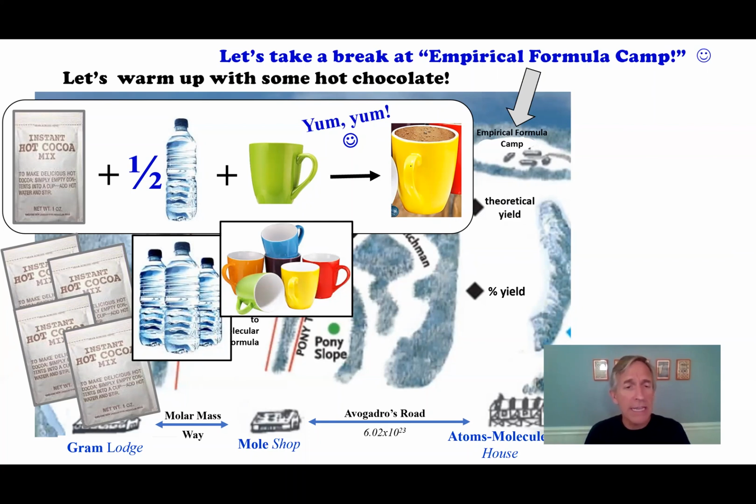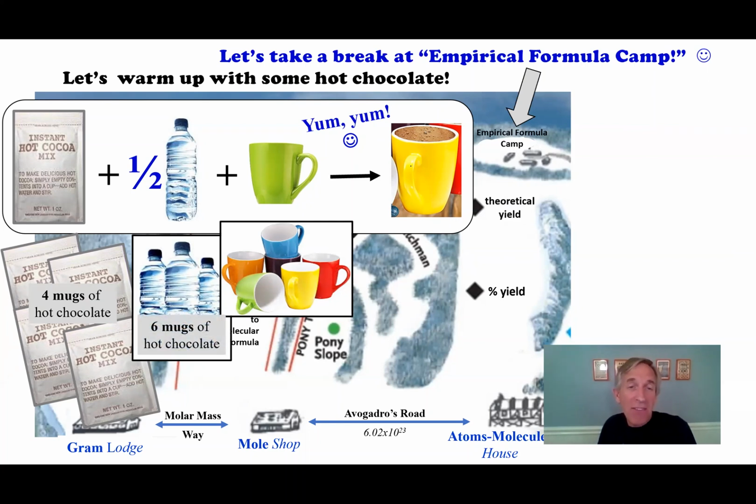So looking at this balanced reaction, known as a recipe for making hot cocoa at my camp, theoretically I should be able to make 4 mugs of hot chocolate with 4 packets. If I have only 3 bottles, I might be thinking, oh, I can only make 3 mugs. But nope, look up, I only need a half a bottle.